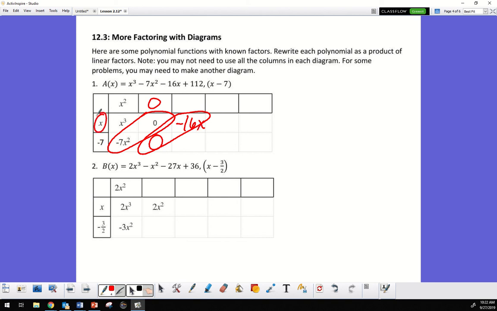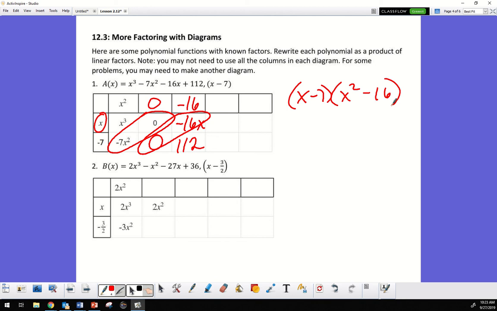So what's up top? Negative 16, right? Now negative 16 times negative 7 is 112. There we go. So what is my factor going to look like? x minus 7 times x squared minus 16. So that 0 is what threw a lot of people off on it.